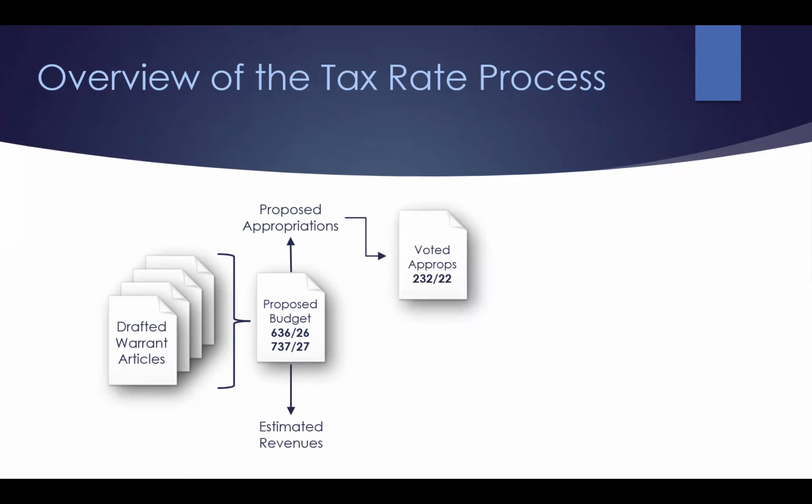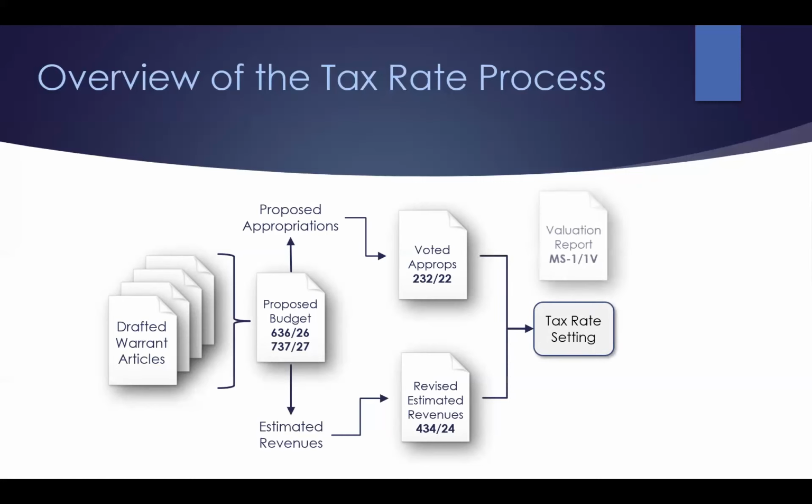And then later on in the year, you have the ability to revise the estimated revenues from your proposed budget and submit them. That's your 4 series, so your 434 or your 24. And then it's those voted appropriations and the revised revenues and the valuation of your community that go into the tax rate setting calculation itself. So they basically look at how much money you've voted to spend. They look at your estimated money coming in from non-property tax revenue sources. And then they look at the total assessed valuation of your community. And from that, that's where you get your actual tax rate.